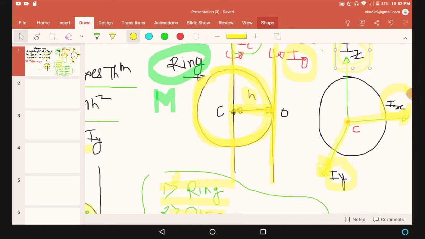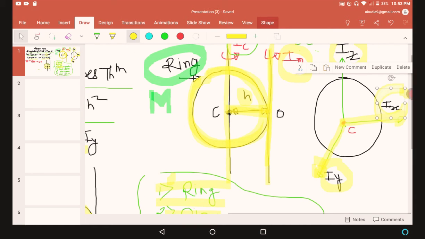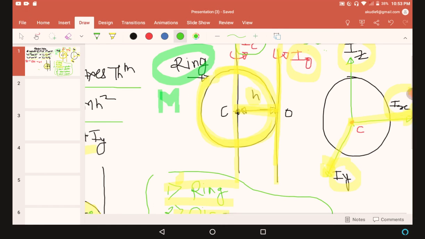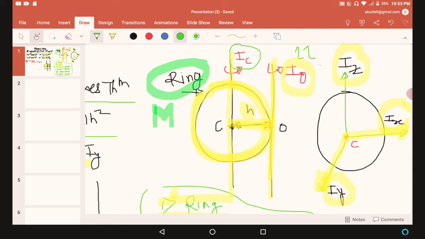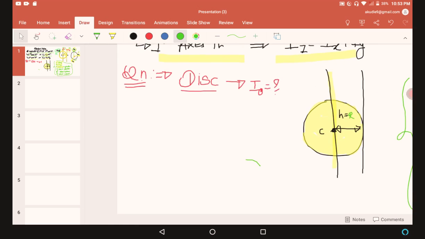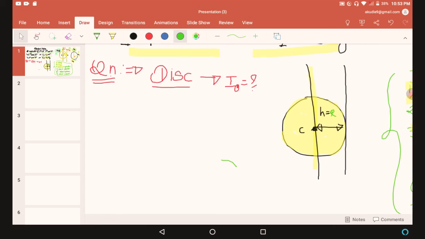If we add the moment of inertia about x and the moment of inertia about y, we can easily find out Iz. If we know Ix and we know Iy, we can easily find Iz using the formula Iz = Ix + Iy. So let's take up one question on these formulas.